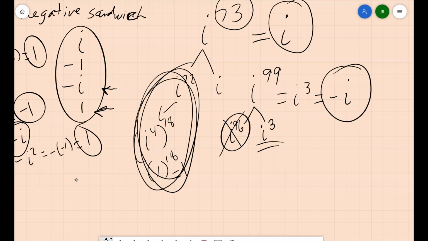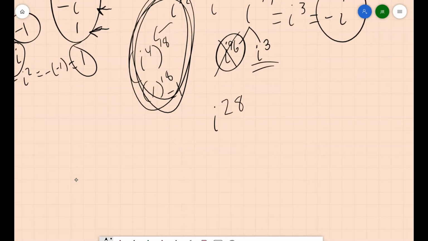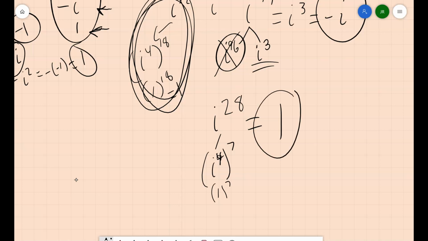All right, let's do maybe 2 more. Let's do i to the 28th. i to the 28th is already a multiple of 4, right? This is just i to the 4th to the 7th. 4 times 7 is 28. And i to the 4th is just 1. That's 1 to the 7th. What's 1 to the 7th? It's just 1. So if it's already a multiple of 4, you're just going to get 1.